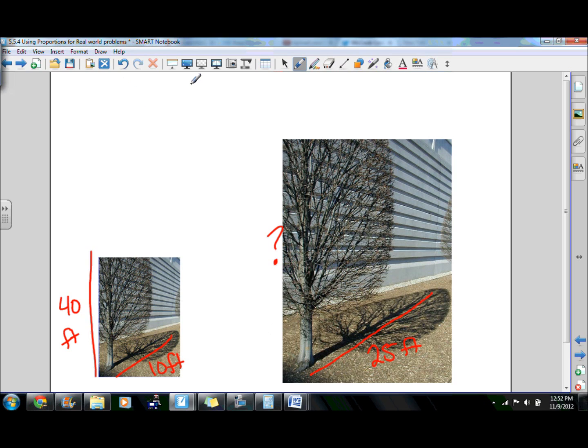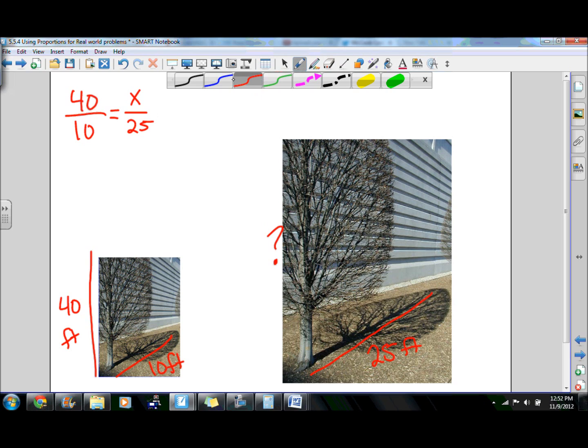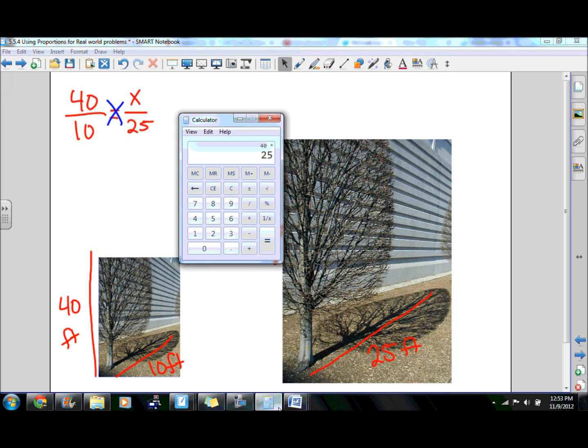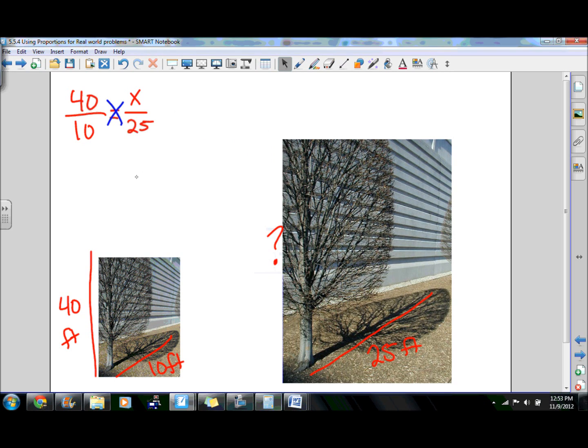A couple ways to set this up, but I decided to go 40 over 10 is equal to x over 25. Lots of different ways you could have set it up as long as you get the same answer. Same cross as we did before. So I did 40 times 25, which gave me 1,000, is equal to 10x. We divided by 10 here. So x should have been 100, and we need a label here, so feet.